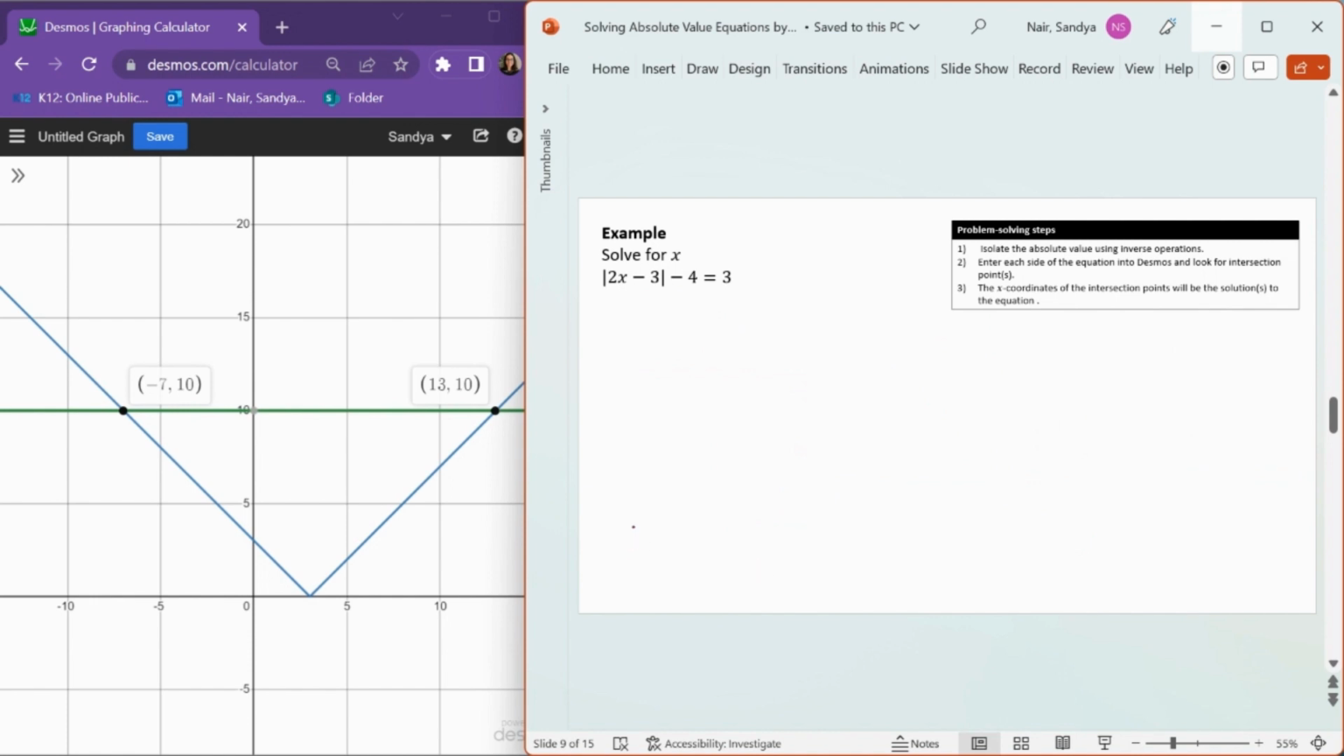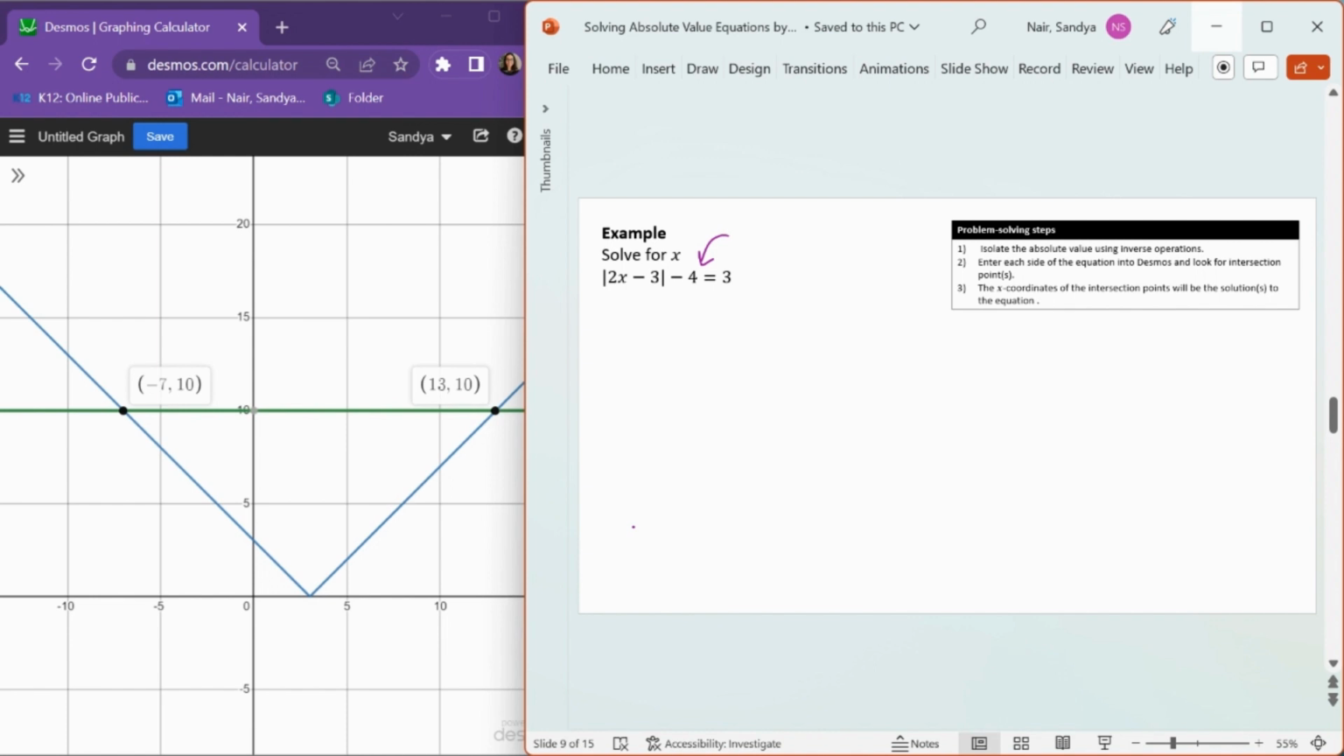Let's try the absolute value of 2x minus 3 minus 4 equals 3. Well, notice in this case, the absolute value is not by itself, right? It has this extra fluff with it, right? It has an extra minus 4 right there. So we need to get rid of that first before we can go ahead and work on our calculator.